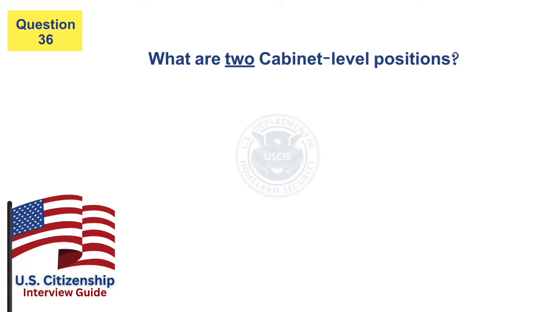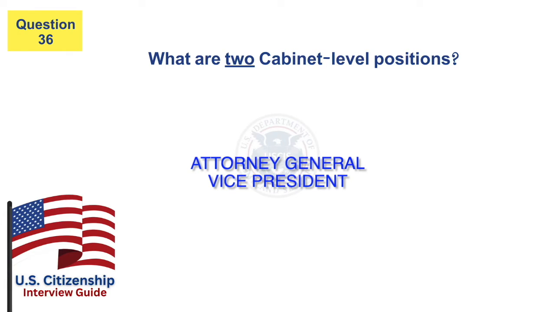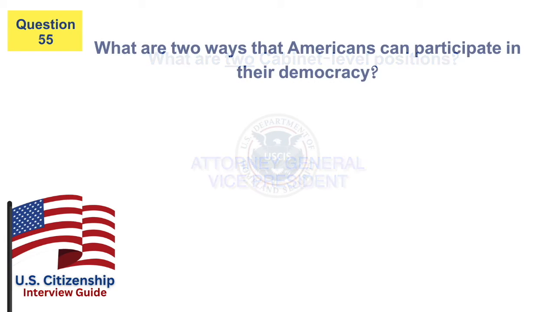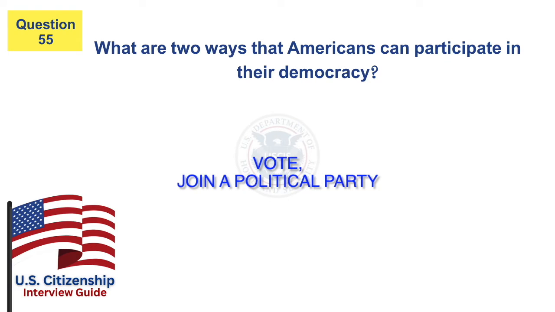What are two cabinet-level positions? Attorney General, Vice President. What are two ways that Americans can participate in their democracy? Vote. Join a political party.